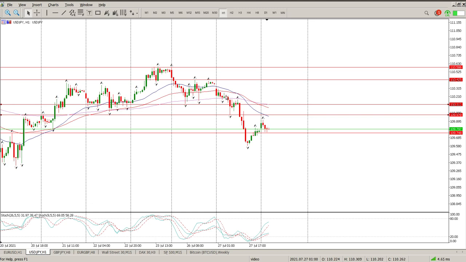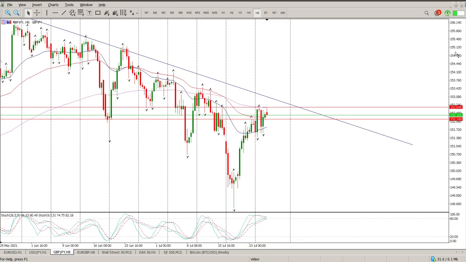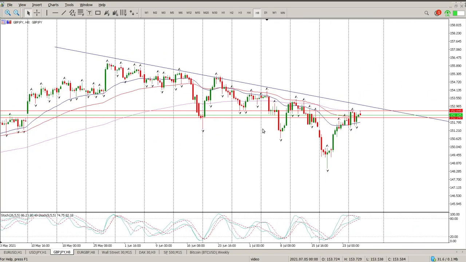You can come all the way to the top here, or you can use this pin bar from yesterday as your stop area. Moving across to British pound, Japanese yen. Trend is down, no doubt about that. You can see it's been a pretty solid uptrend, and they've been trying to get it going again, but it doesn't look like it's going to materialize.